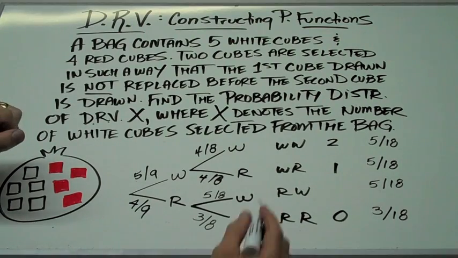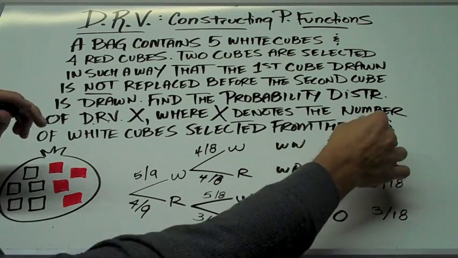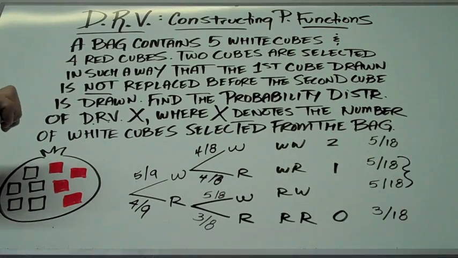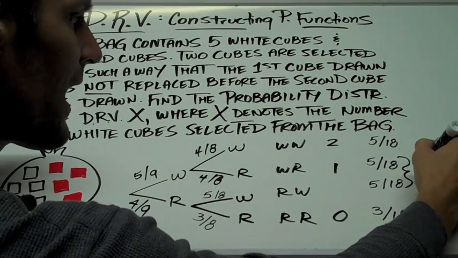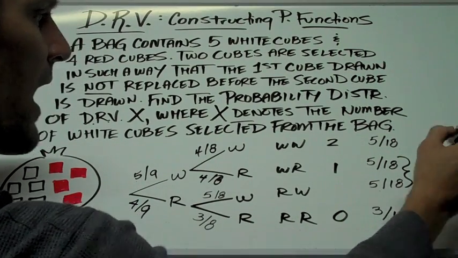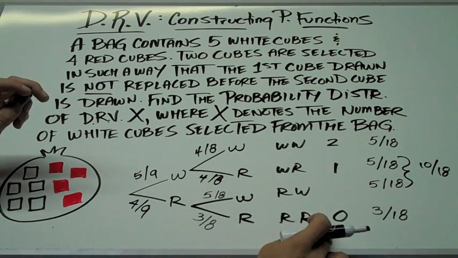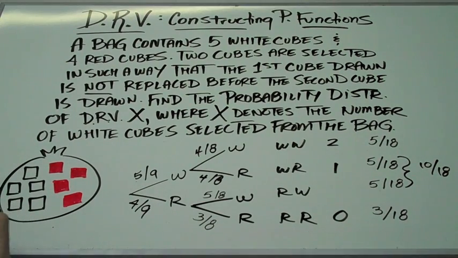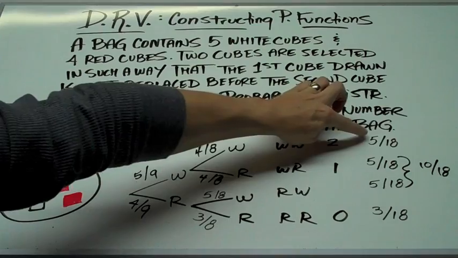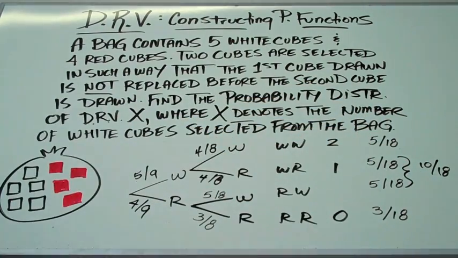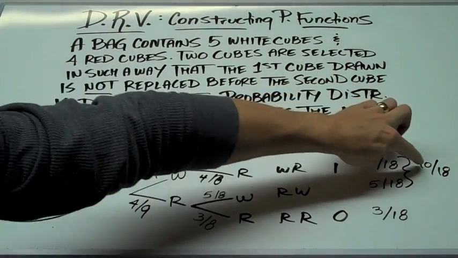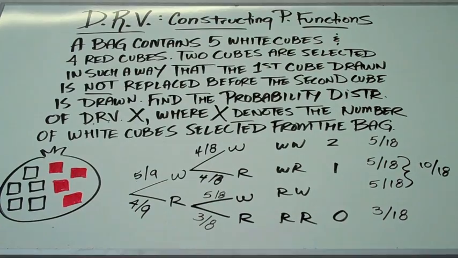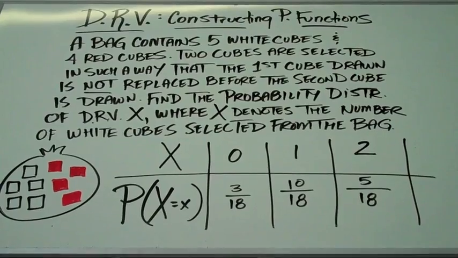Well, for the random variable 2, I get 5 over 18. For the random variable equal to 1, I get 10 over 18. And for the random variable 0, I get 3 over 18. Does this comply with our principles that each of these is between 0 and 1? Yes. And when we add 5 and 10 and 3, do we get 18 out of 18 or 1? Yes, we do. So we've met both of our principles with this problem.